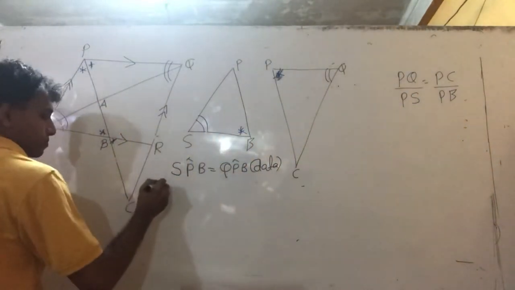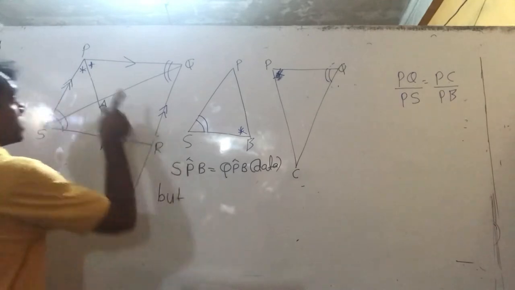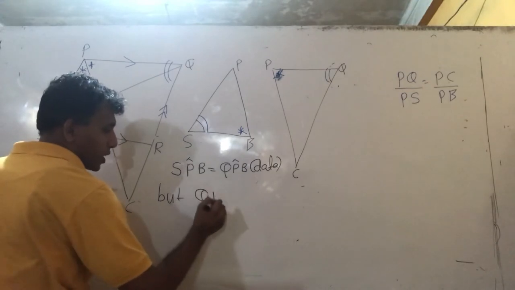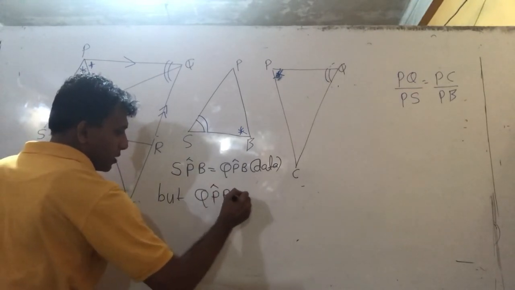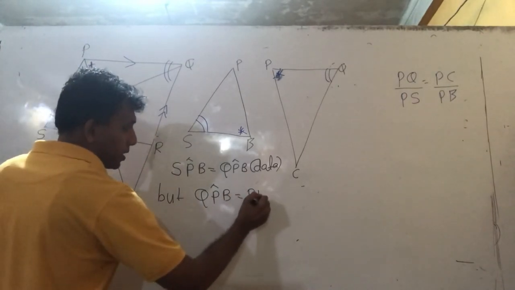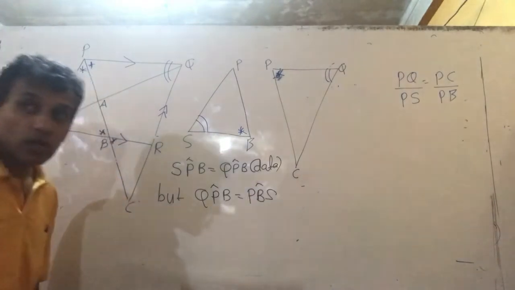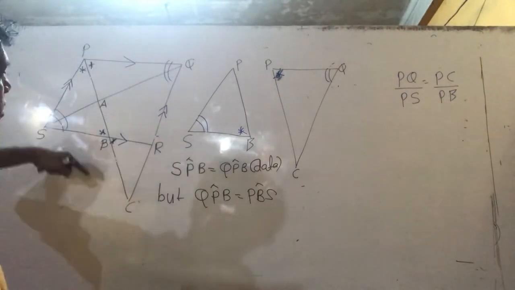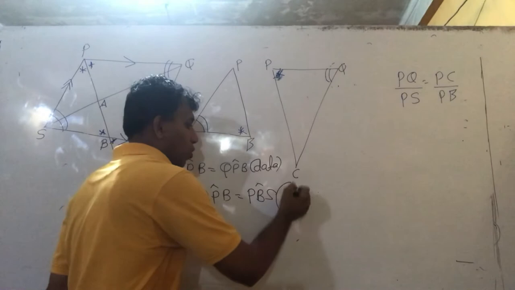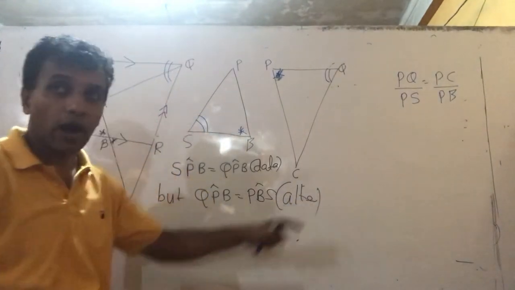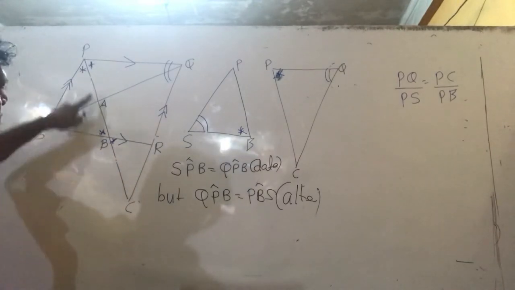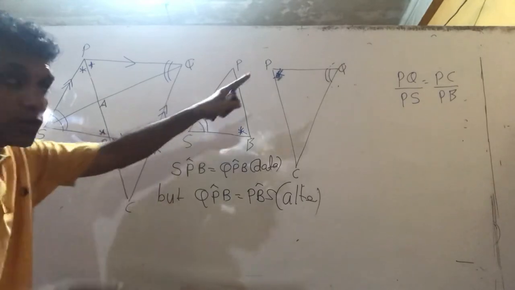Now, angle QPB is equal to angle PBS. Why? From your grade 9 math, the lines are parallel, so this angle is equal to this alternate angle. Say that it is an alternate angle. Therefore, this angle and this angle are equal. That is what you need to show here.